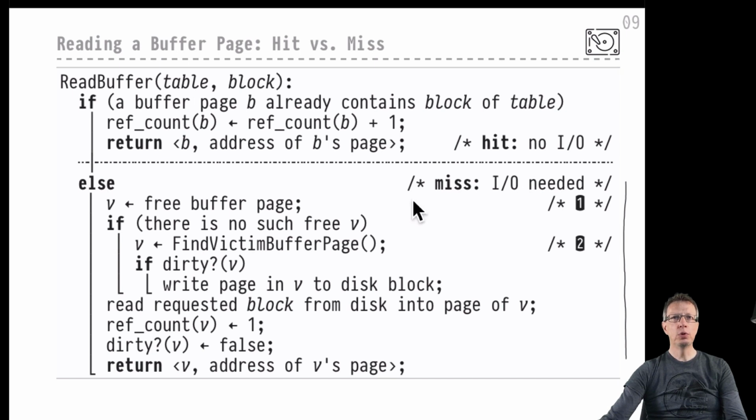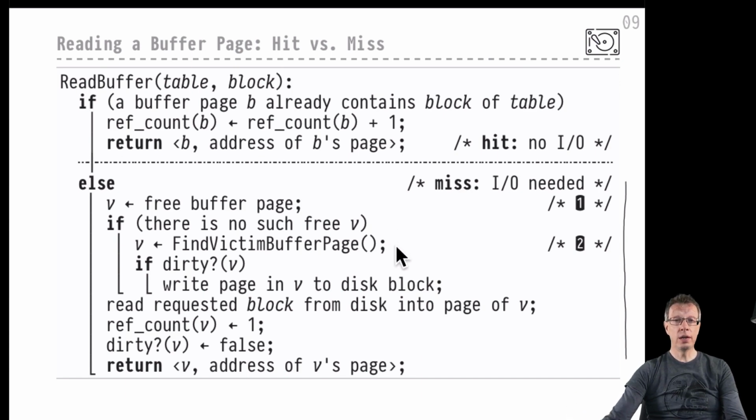For that, we would need a free place, a free spot in the buffer cache. And it's not a given that such a free buffer page actually exists, because, as we told already, the buffer space is limited. Okay, so let's look for such a next free buffer page, and let's call it V. If there is no such free V, then we need to make some space inside the buffer cache.